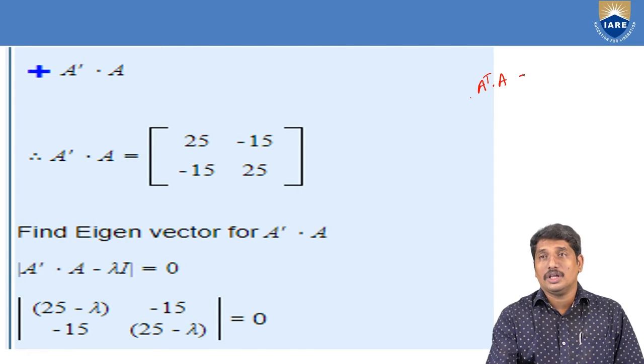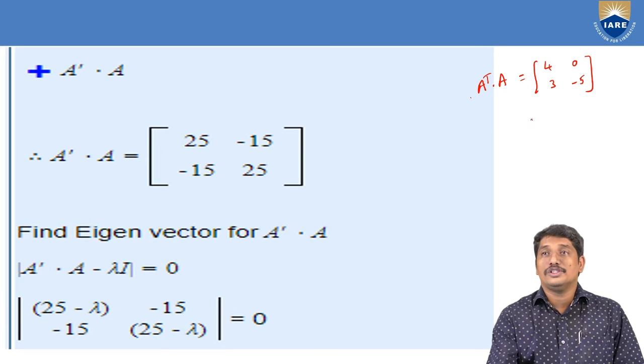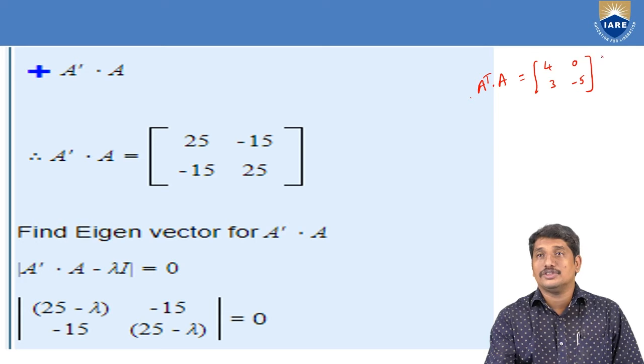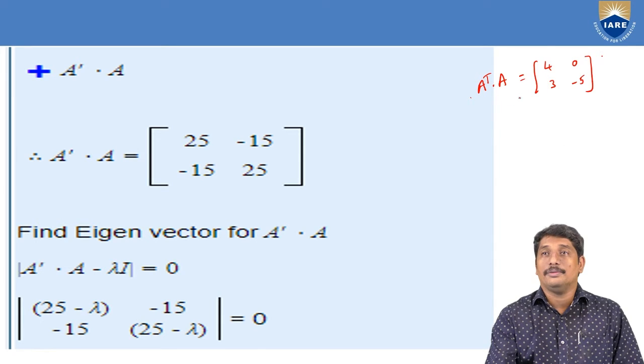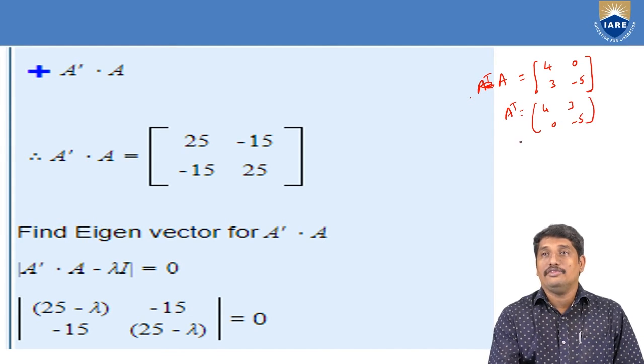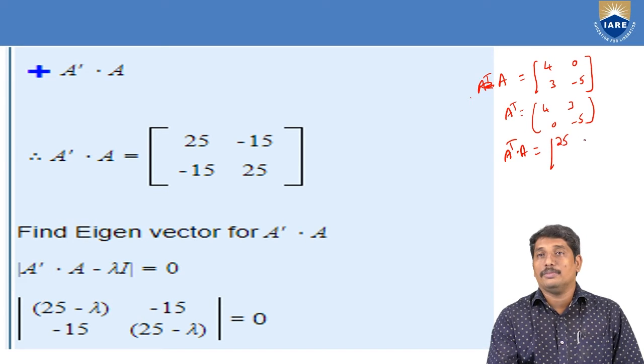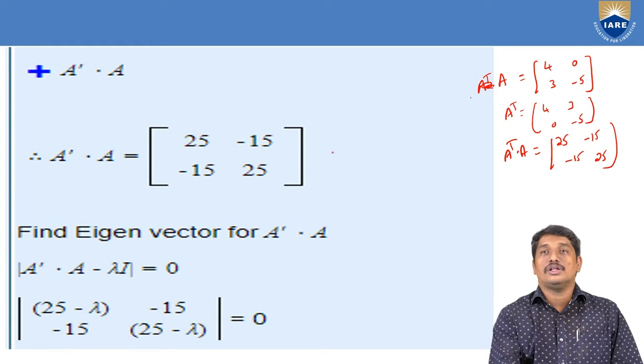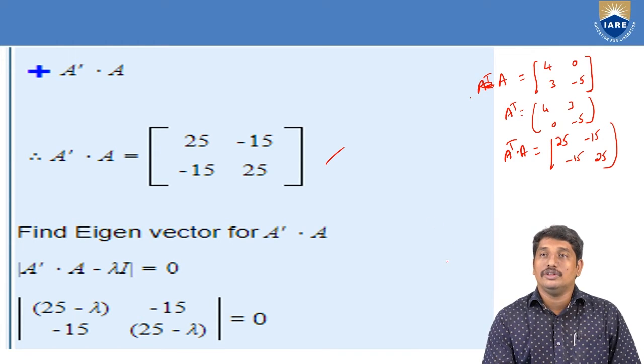A transpose into A is nothing but, the matrix we are given is 4, 0, 3, minus 5, right? This is our A, and A transpose is 4, 3, 0, minus 5. When we calculate A transpose into A, we get 25, minus 15, minus 15, 25. That is what is written here.